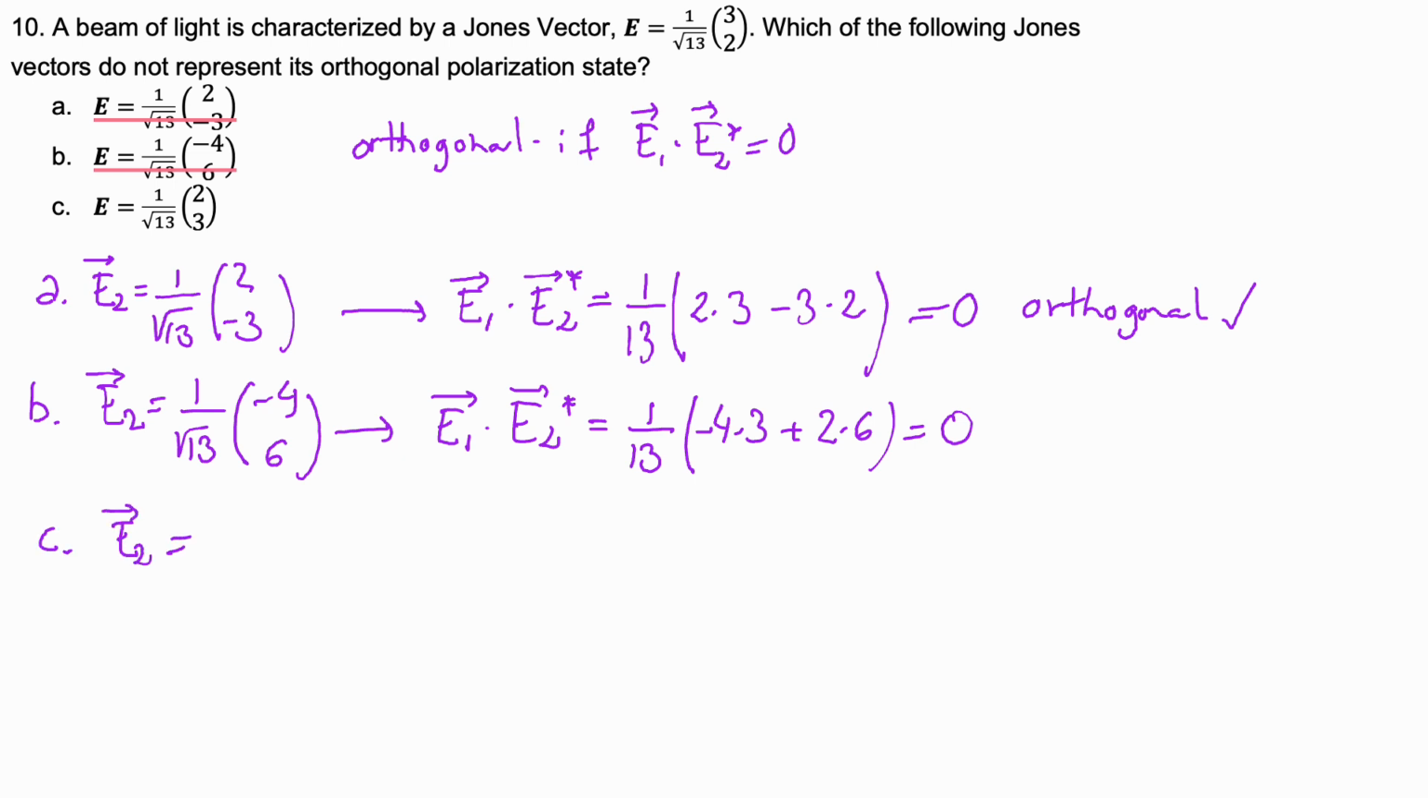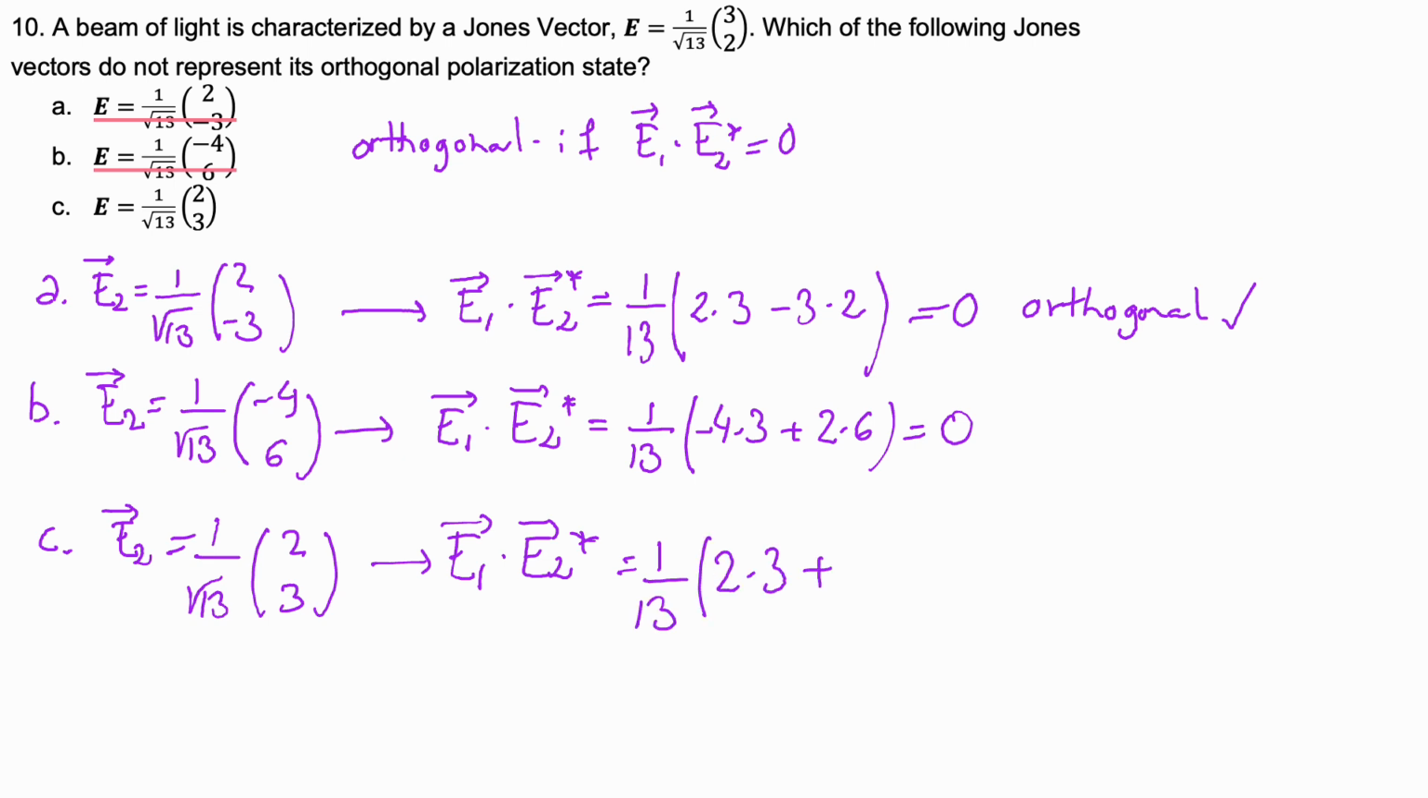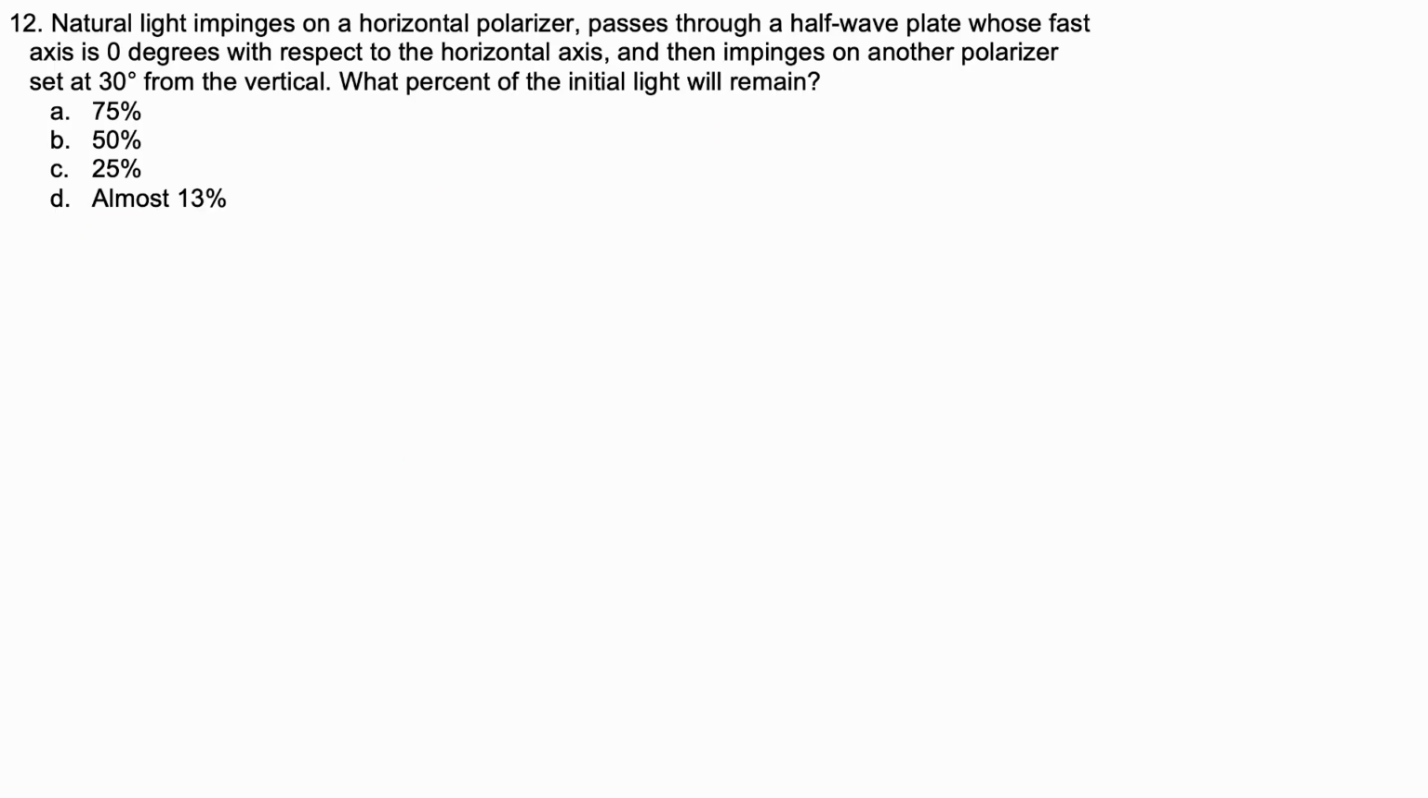The last one is the one where we have 2 over 3, both positive. When we do the scalar product, we're going to have the same normalization, but we have 2 multiplied by 3 plus 2 multiplied by 3, so 6 plus 6 is 12 over 13. So that's different from 0. So this is the Jones vector that does not represent an orthogonal polarization state.